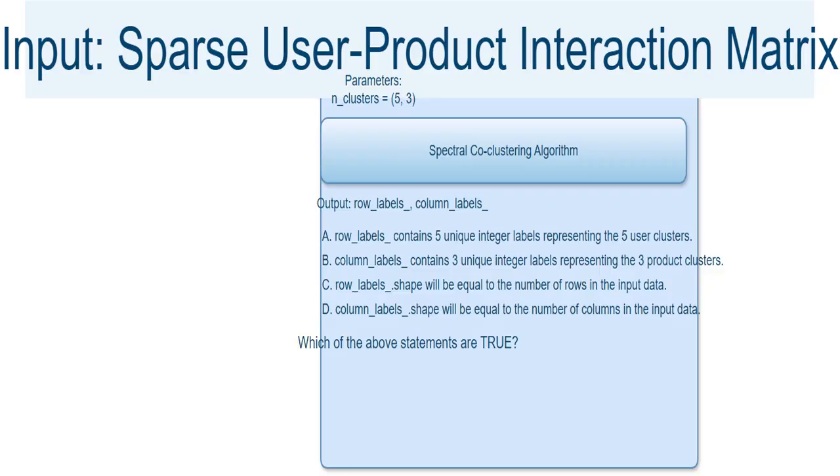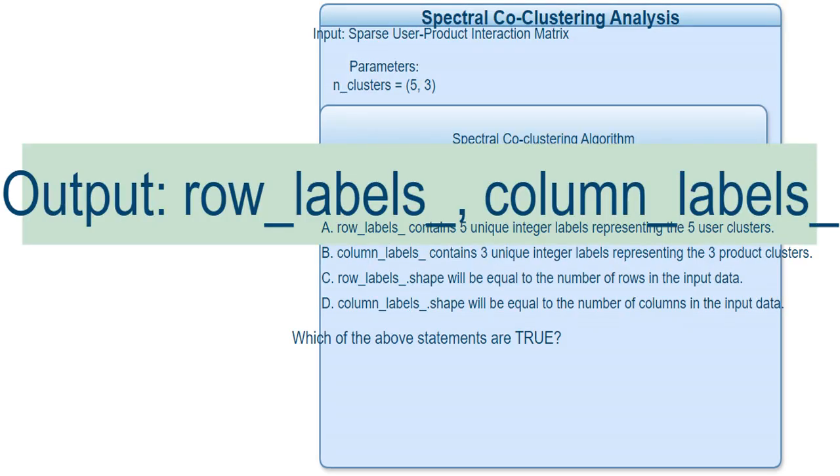I set the number of clusters for users and products. I want 5 user clusters and 3 product clusters. Think of it like sorting users into 5 groups and products into 3 groups based on how they interact. After running the spectral co-clustering algorithm, I get 2 key outputs. row_labels_ tells me which cluster each user belongs to, and column_labels_ tells me which cluster each product belongs to.